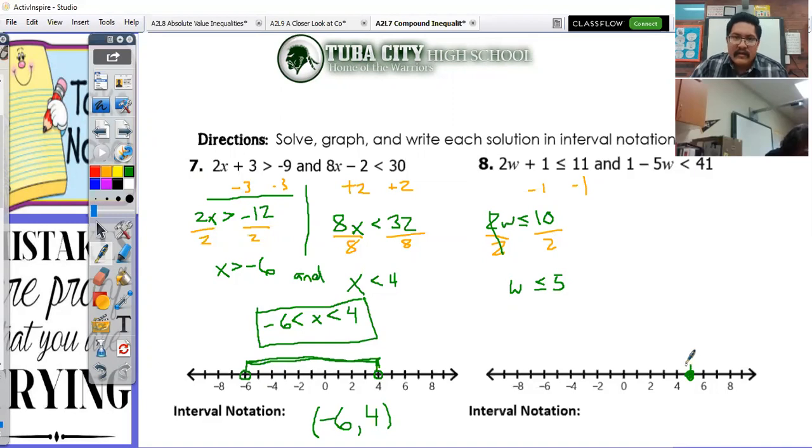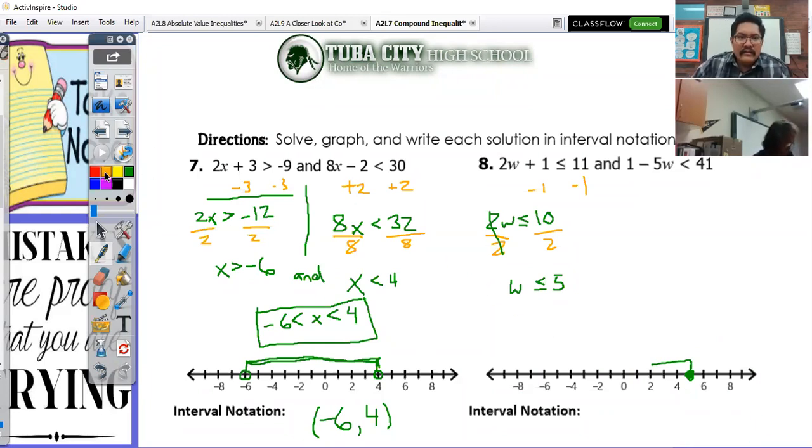Filled circle because we are including 5, and numbers less than 5. So I'm going to go this way. It looks like I'm going to have to go that way. Make that arrow just a little bit nicer looking. There you go. And I don't know where it's going to end, so I'm just going to do a little line there.